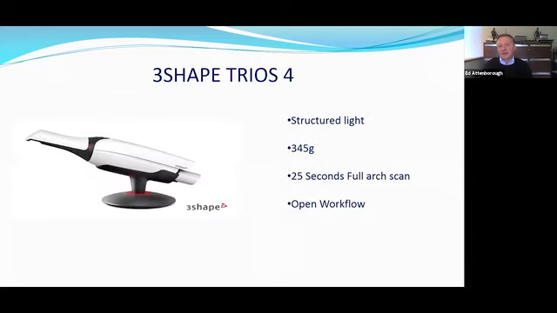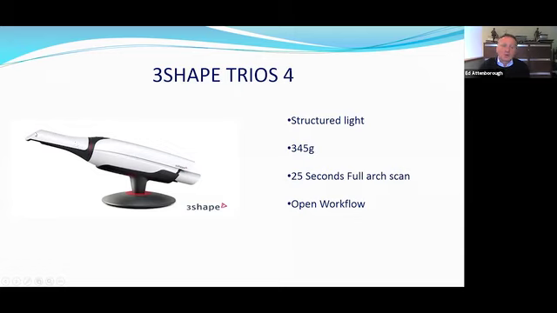3Shape is a very popular unit. This is the Trios 4. Again, it uses structured light technology, so it's projecting a pattern onto the die and recording that from two different angles. 3Shape Trios comes in a wireless version as well as a wired version. Exactly the same periscope technology as we've seen in others.